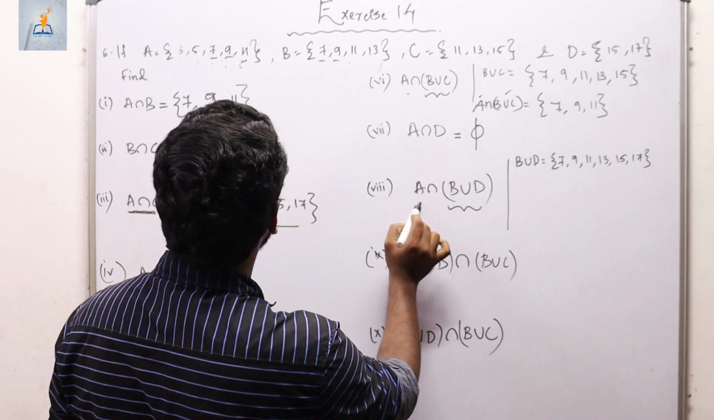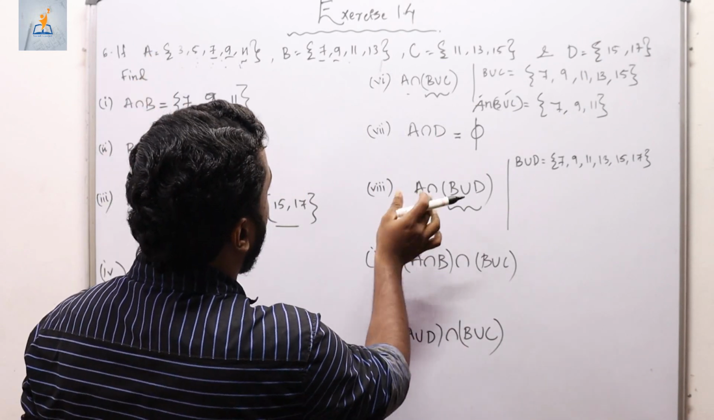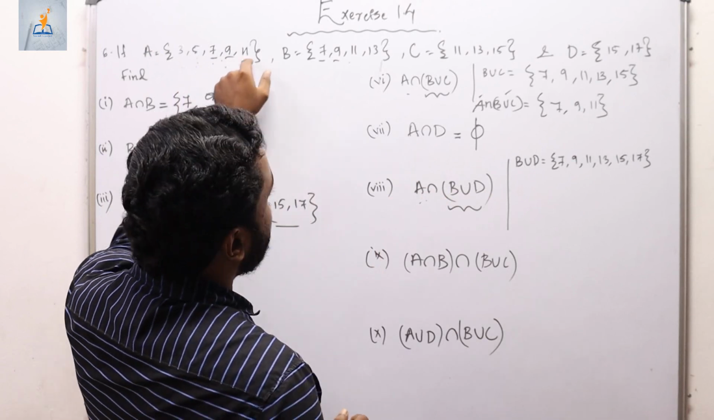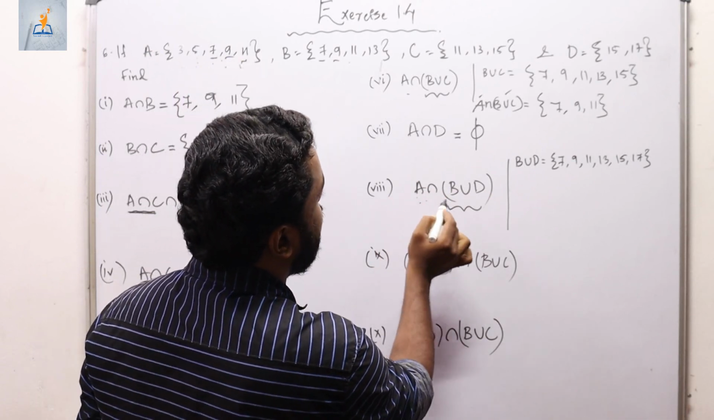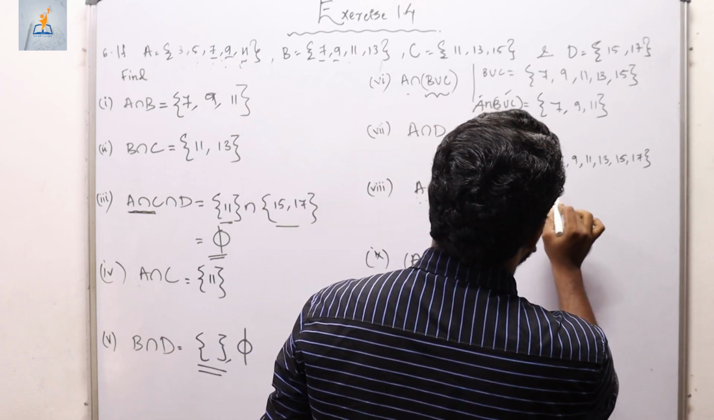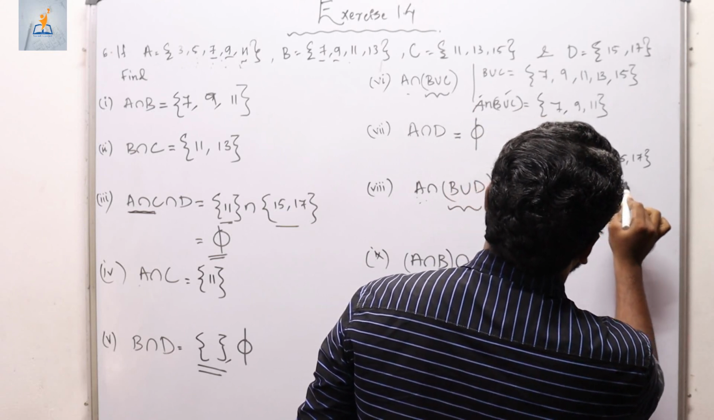Now we can evaluate A intersection B union D, which are the elements common to A and B union D. We can see that 7, 9 and 11 are common to A and B union D. Therefore, A intersection B union D will be the set 7, 9, 11.